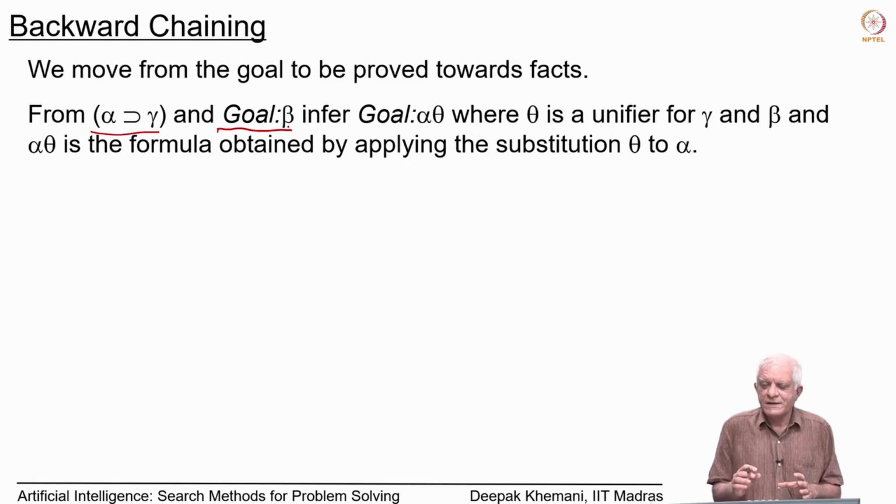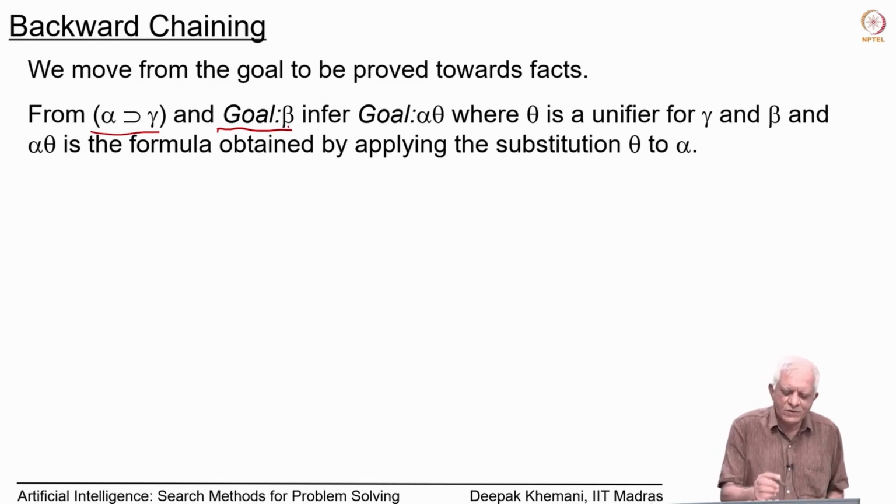Goals are something that you want to show to be true, or you are asking whether it is true, whereas facts are something which are known to be true, or even theorems that you have proved. So, to distinguish between facts and queries or facts and goals, we use the annotation goal here.